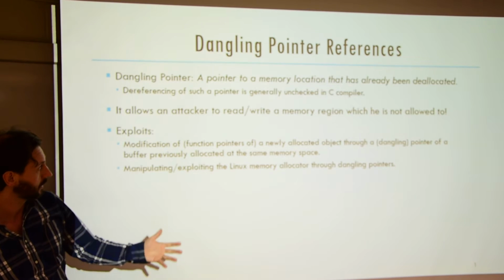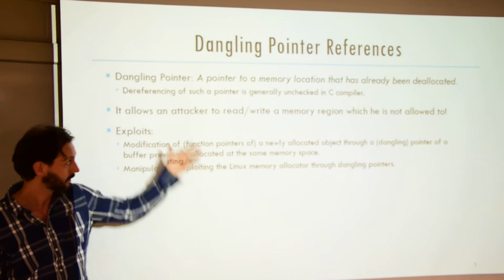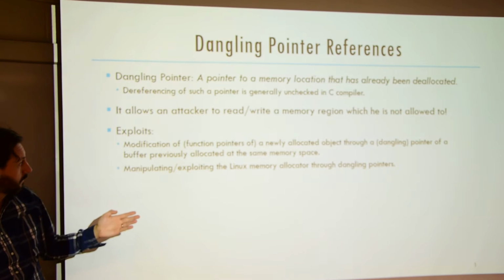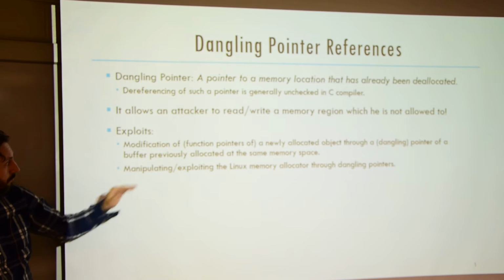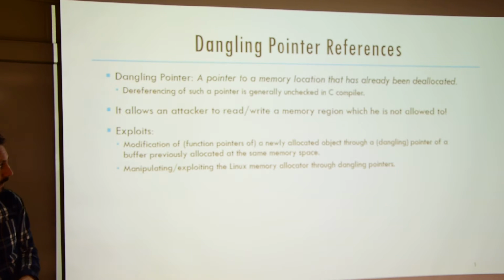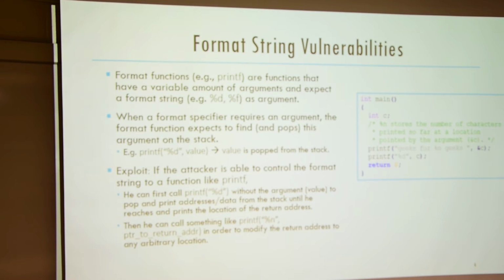for example, modification of a newly allocated object through a dangling pointer. This is what we call a dangling pointer, of a buffer previously allocated at the same memory space, or manipulating and exploiting the Linux memory allocator through dangling pointers. So we'll not go into detail on that one, but you could do that too, and you have hopefully read about it in the paper.